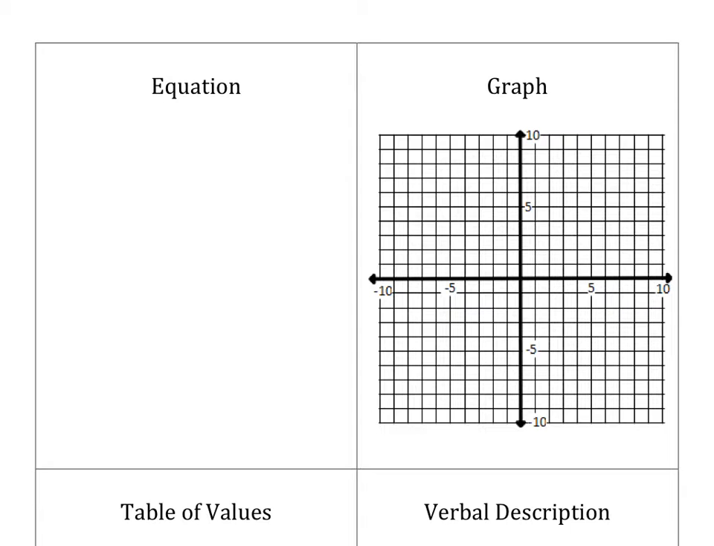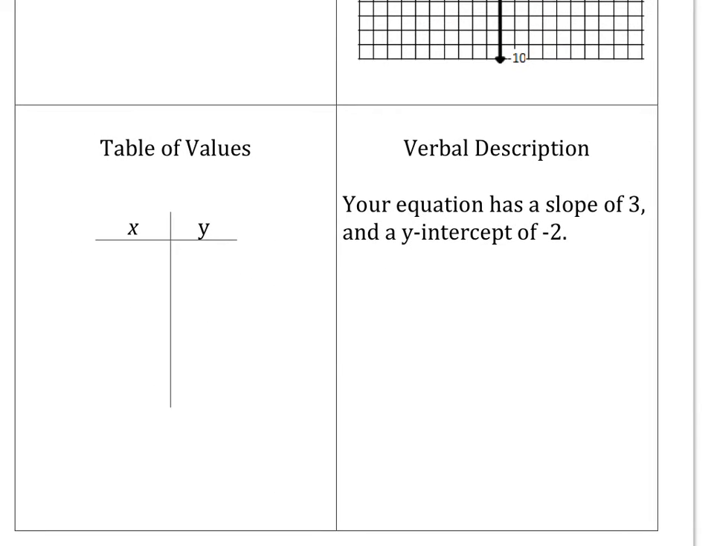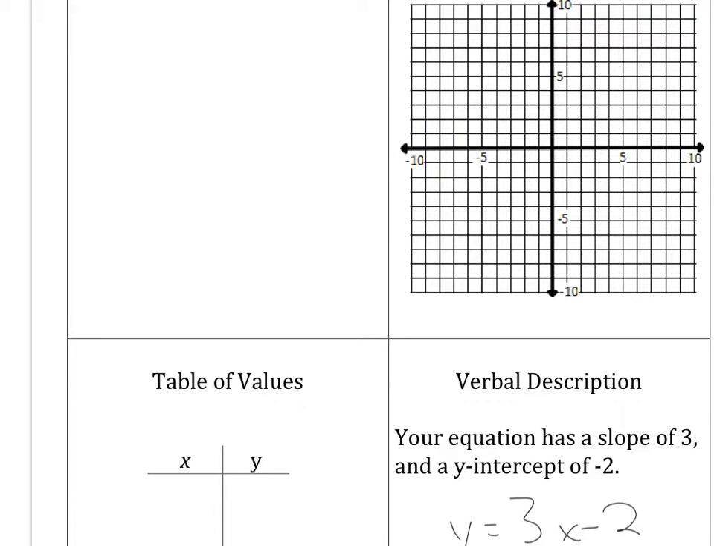Let's take a look at another one here. This time, we're given a verbal description, and we need to fill the rest of it in. It says, your equation has a slope of 3 and a y-intercept of negative 2. So that's my equation, and I'll write that back up here. Y equals 3x minus 2. Well, that's a slope of 3 over 1, so I can graph that.